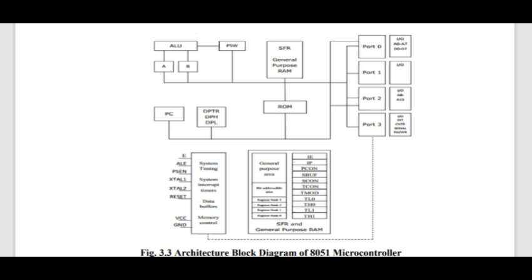Now the PSW, which is the program status word, is the robot's mood board. It shows how the robot is feeling after doing math or making decisions. And then we have the special function register and general purpose RAM. These are the robot's special storage closet. It keeps important information here that it needs to remember quickly.